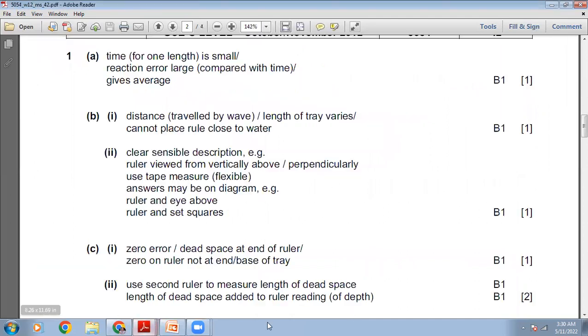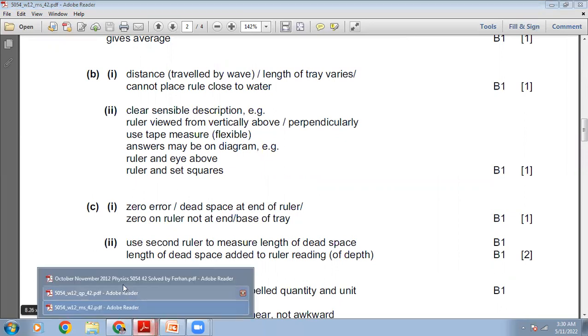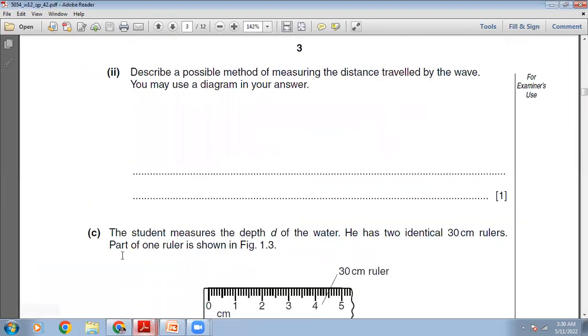So let's have a look at the marking scheme. Clear and sensible description. For example, ruler viewed from vertically above perpendicularly, use a flexible tape measure, or use my answer may be on the diagram. For example, ruler and the eye above, ruler and the set squares. We have given this answer. Okay. So let's move to the next part.